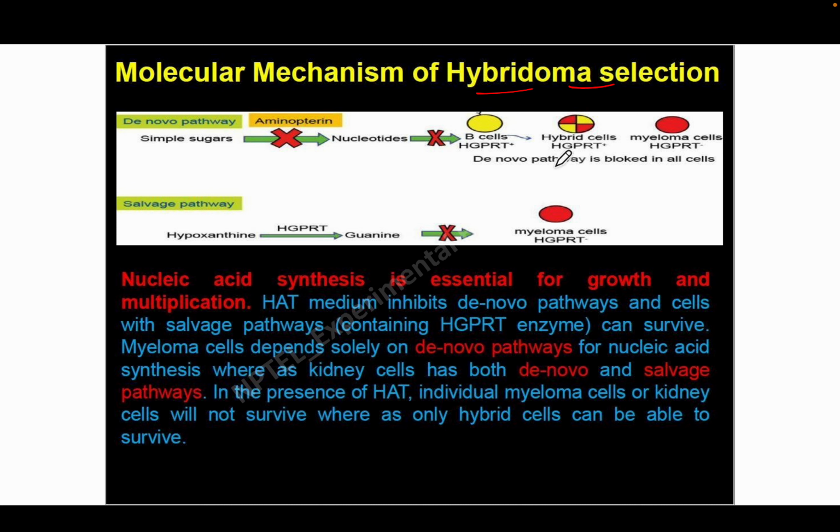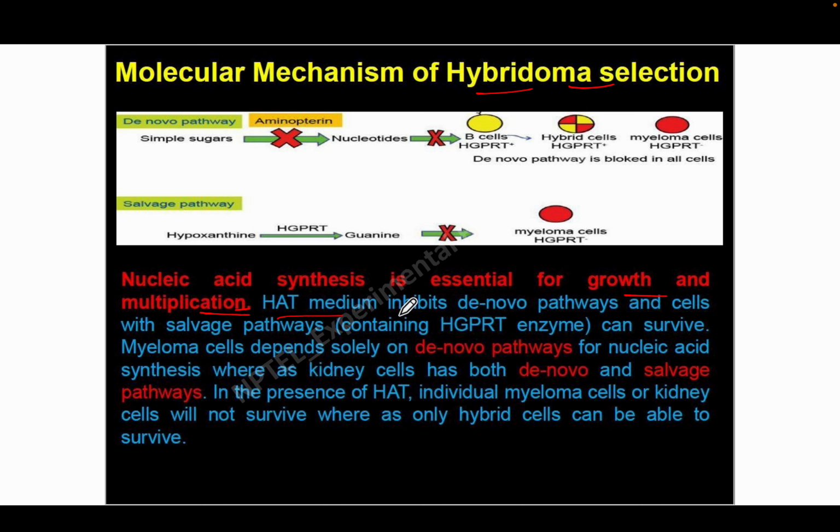So the de novo pathway is blocked in all cells. And what is the salvage pathway? When you have hypoxanthine, with the help of HGPRT it produces guanine, and this will not happen in the case of myeloma cells. So what is happening? Nucleic acid synthesis is essential. You know that nucleic acid synthesis is essential for growth and multiplication, and if you can hinder any of these methods, it won't allow the cell to grow.